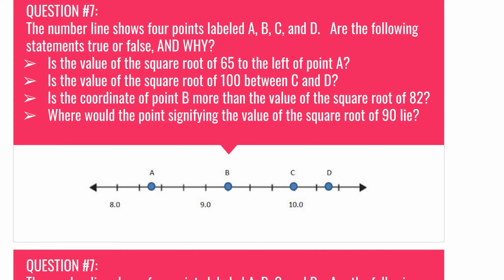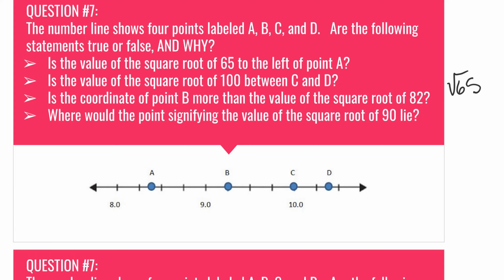Okay, we're on number 7. Question number 7. It says the number line shows 4 points. They're labeled A, B, C, and D. Are the following statements true or false, and why? So the first one says the square root of 65 is to the left of point A.